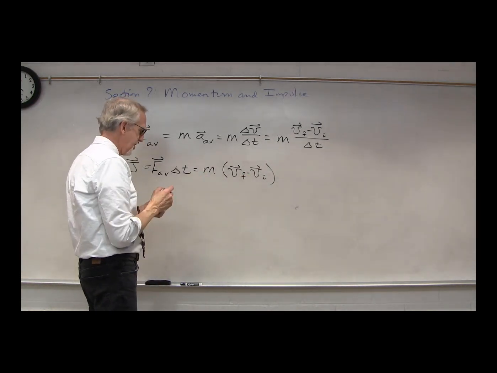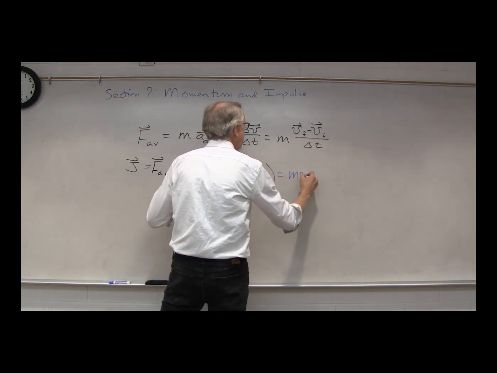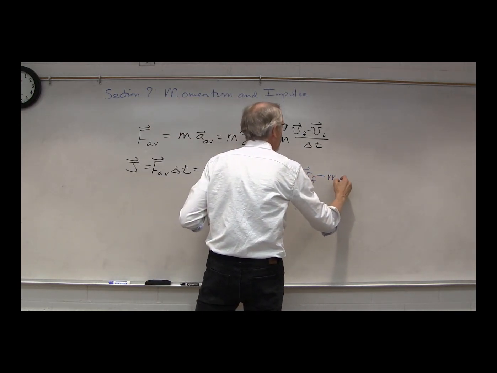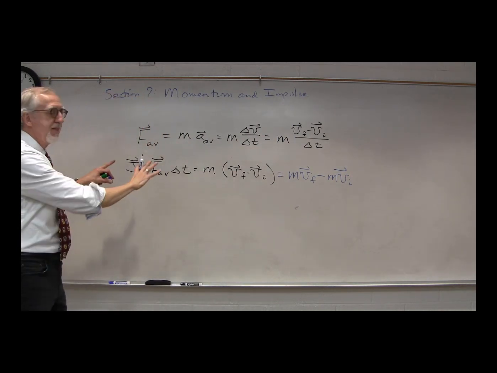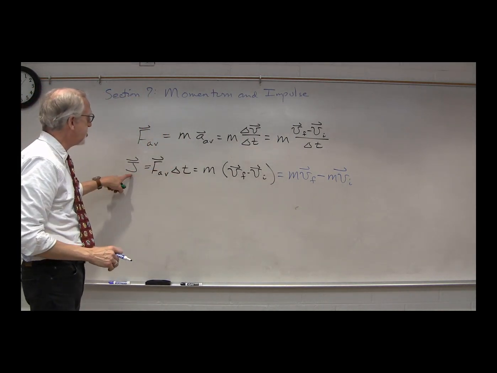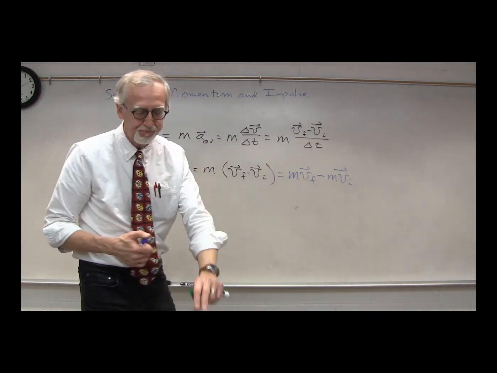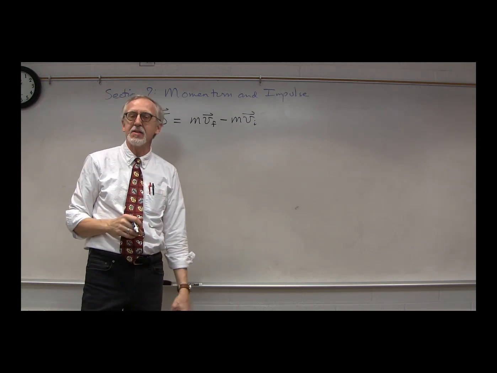Well, let's multiply that out. What do we get? Well, we'll have m v final minus m v initial. There we go. Let me write that as a single equation. We've got J equals m v final minus m v initial. Okay, there we go.